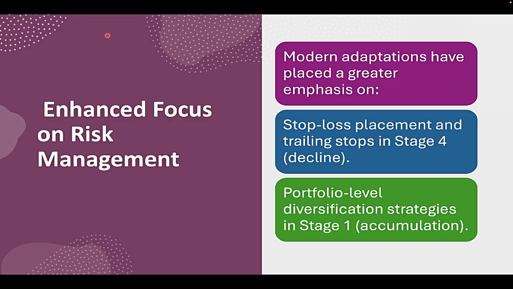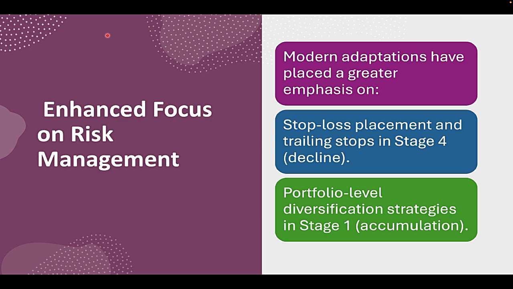So let's go ahead. When you use stage analysis, you are focusing on risk management. As soon as you are in stage 3 and there is a kind of consolidation happening on the top, what you can do is put a stop loss. As soon as stage 4 is confirmed, you are out of the stock.